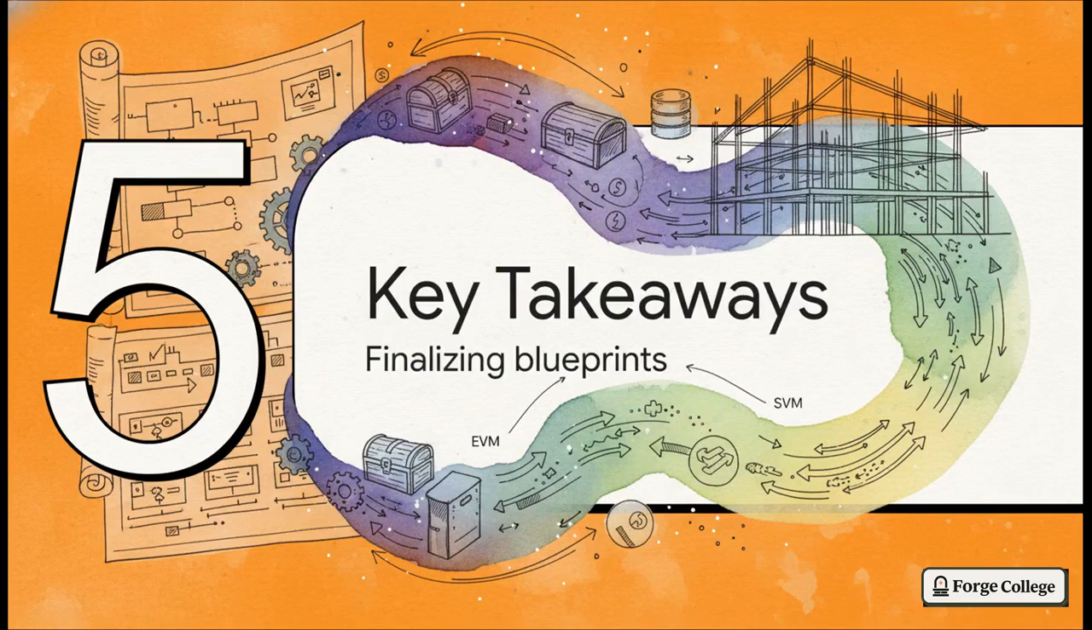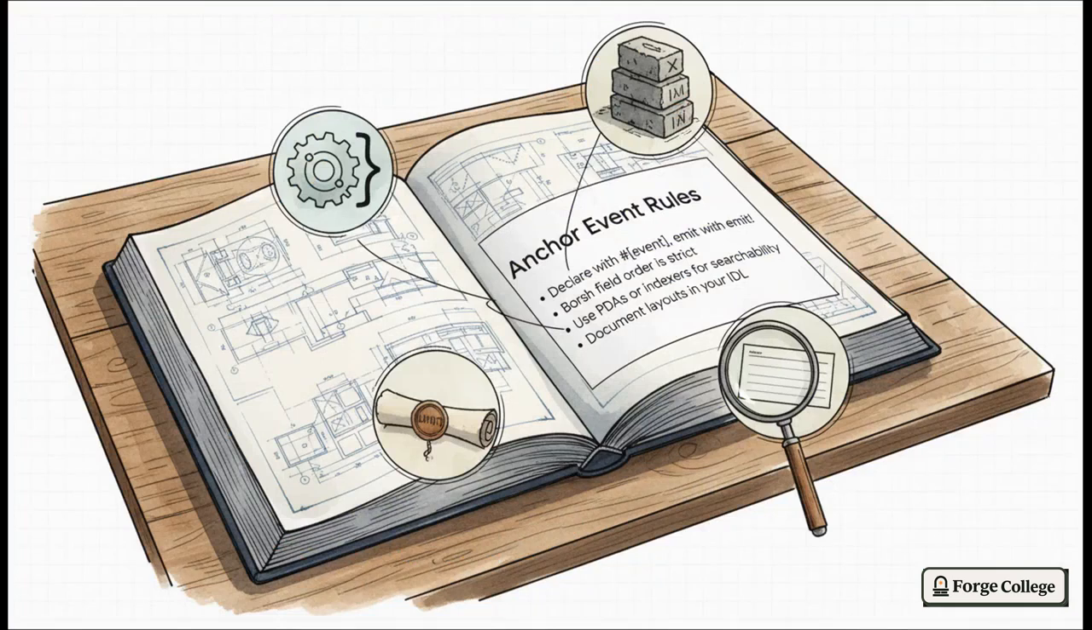All right, wrapping things up with Section 5, key takeaways. Transitioning your event logic from the EVM to the SVM requires a really massive shift in how you think about data structure versus data searchability. So here are the core rules to finalize your blueprints. First, declare your structs with the event macro to generate the boilerplate and fire them off with emit. Second, respect the Borsh serialization. Field order is strict. It is not cosmetic, so always append new fields at the bottom.